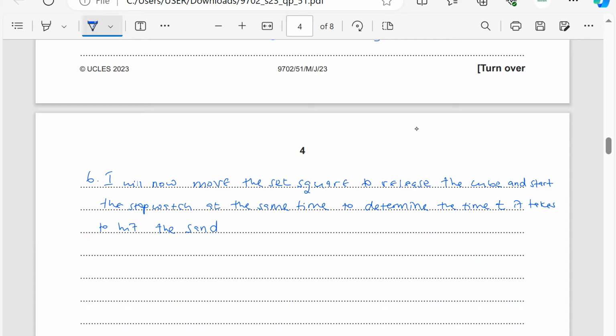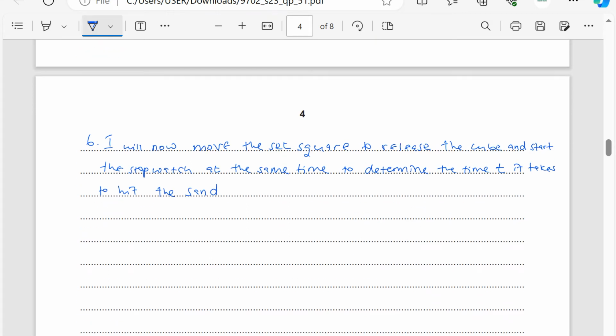When I remove the set square, the cube starts sliding upwards, and as the cylinder moves down, I determine the time it takes to hit the sand. In brackets, I would have used light gates, 2 of them, with a timer. If you use light gates with a timer, D would be the distance between the light gates, but it will still be measured with a ruler.